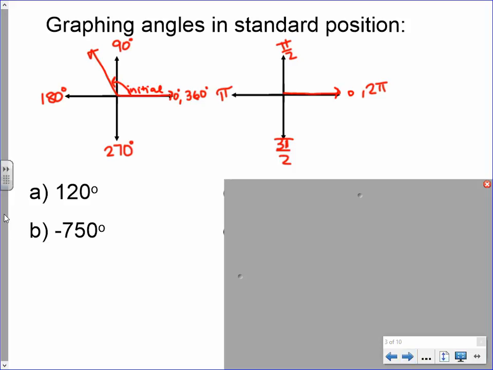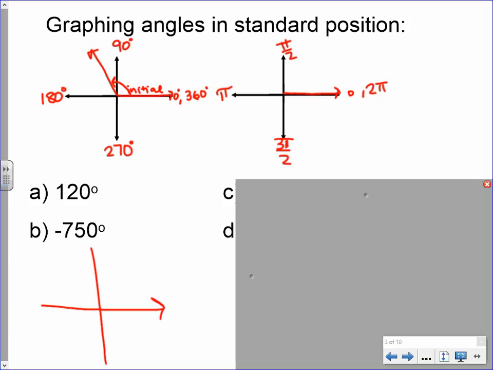Okay. Now, positive angles rotate counterclockwise, which means if we have a negative angle, which way are we going to rotate? Clockwise, right? We're going to go the other way. So, negative 750. We're still going to start here. Okay? And we're going to rotate this way, okay?